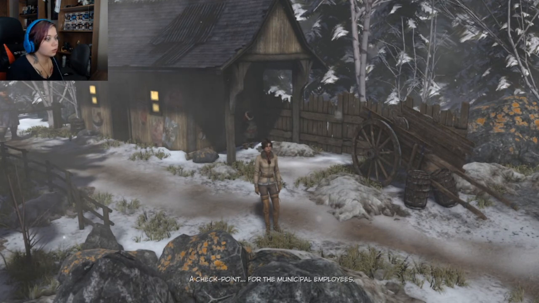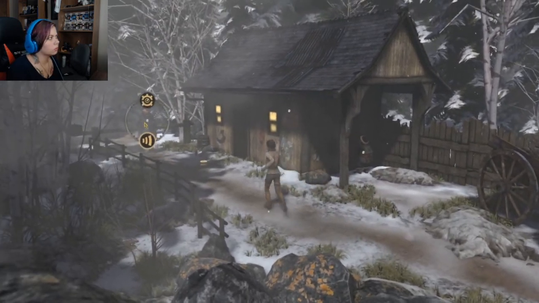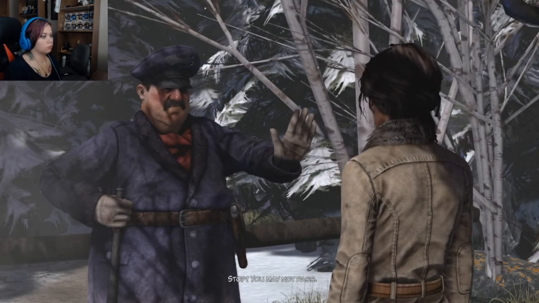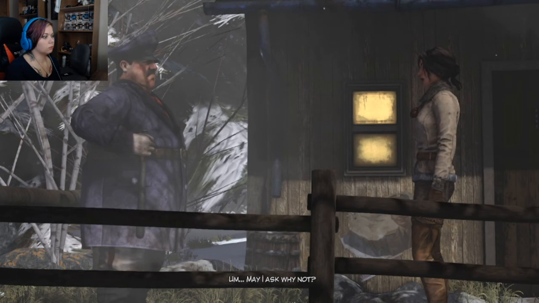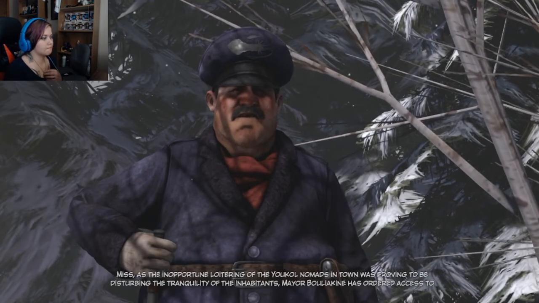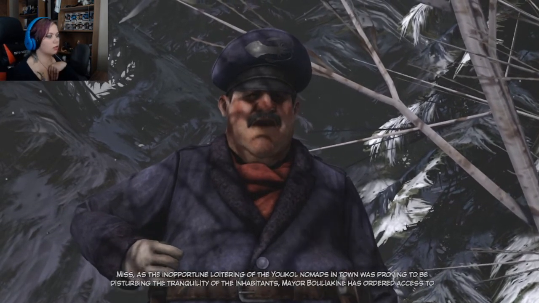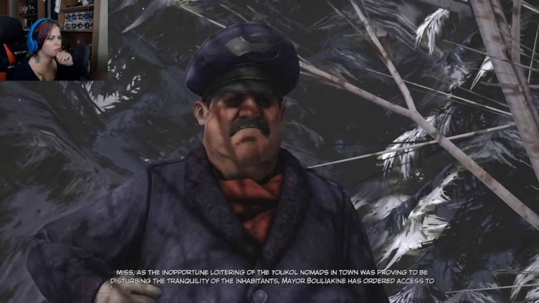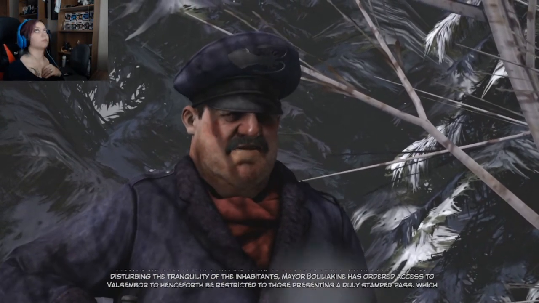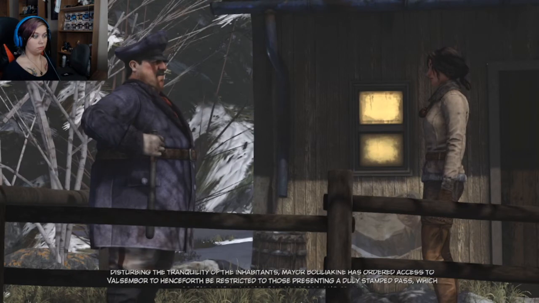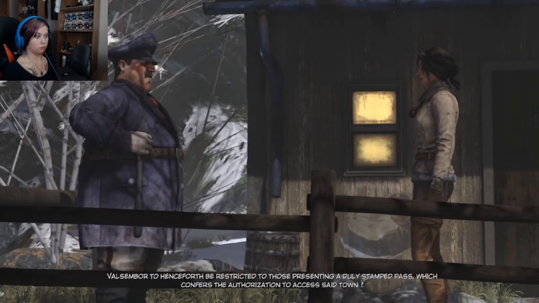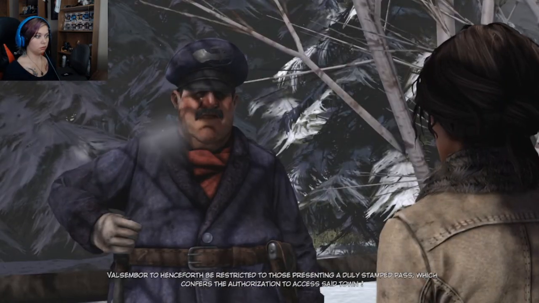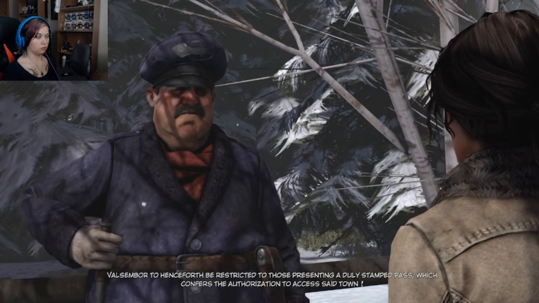Checkpoint for the municipal employees. Stop! You may not pass. May I ask why not? Miss, as the inopportune loitering of the Yukon nomads in town was proving to be disturbing the tranquility of the inhabitants, Mayor Bulakin has ordered access to Valsambor to henceforth be restricted to those presenting a duly stamped pass, which confers the authorization to access said town.